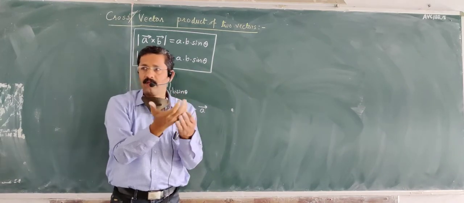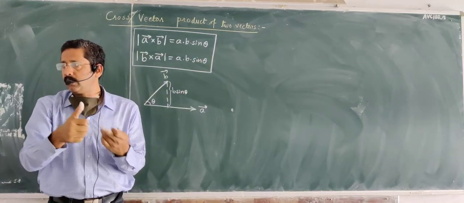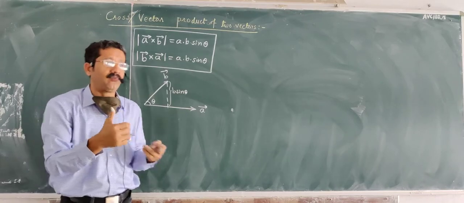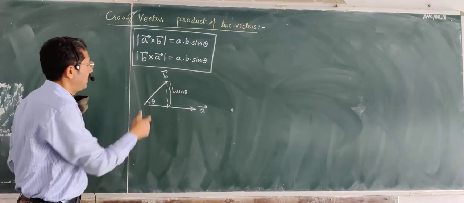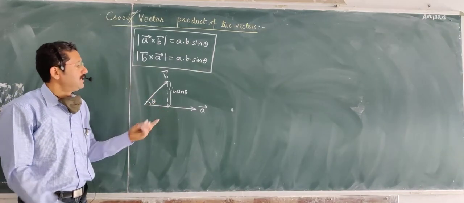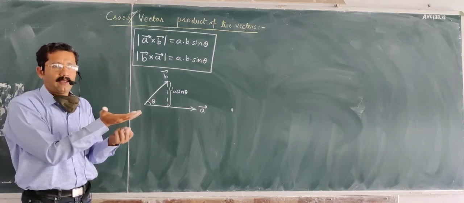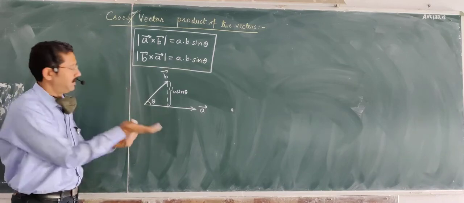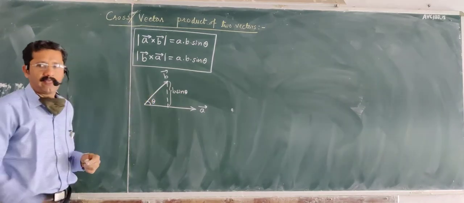So when the curled fingers are giving you the direction of rotation of the screw, the thumb will point in the direction of movement of the screw. Similarly, here if I want to find the direction of A cross B, you have to curl the fingers of your right hand from A vector to B vector in this fashion, and the thumb will then point in the direction of A cross B.